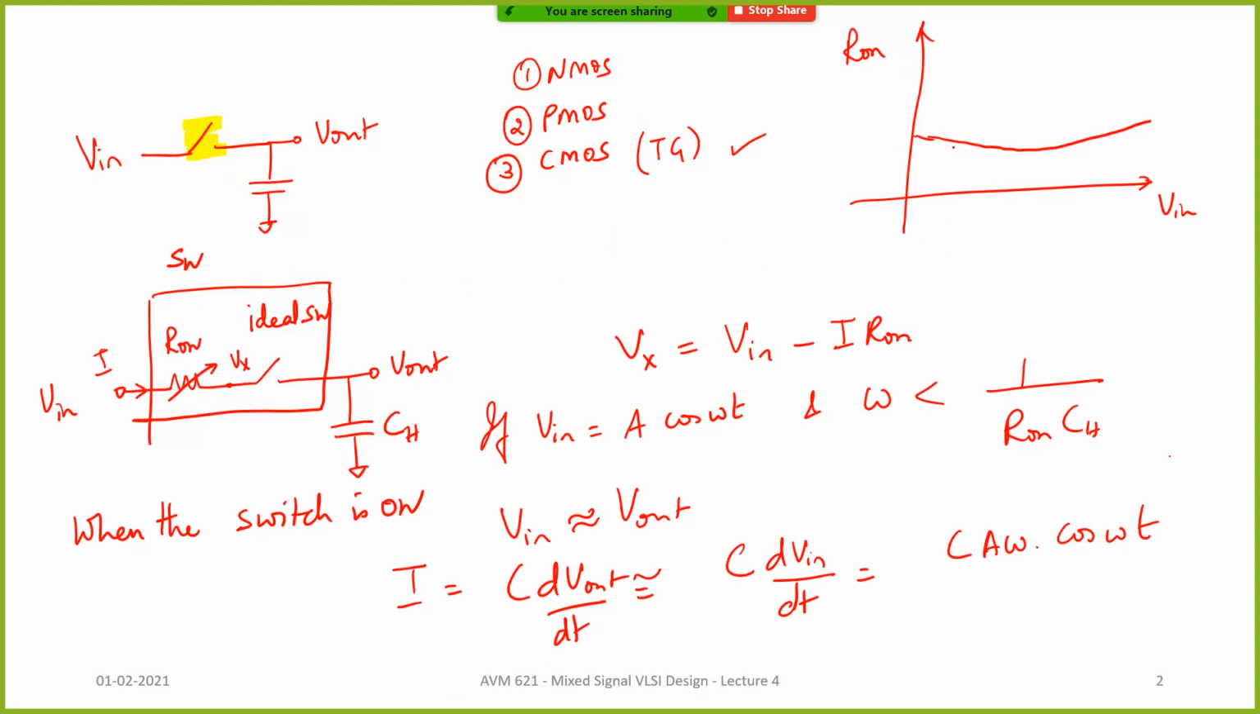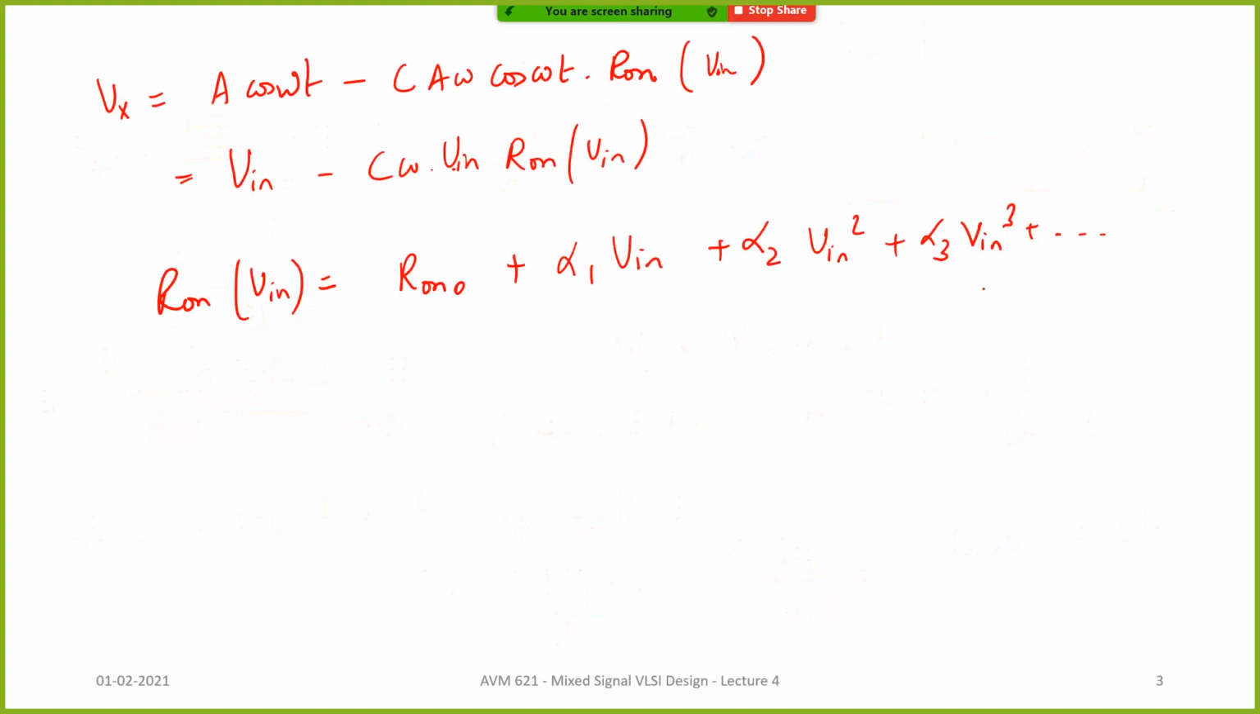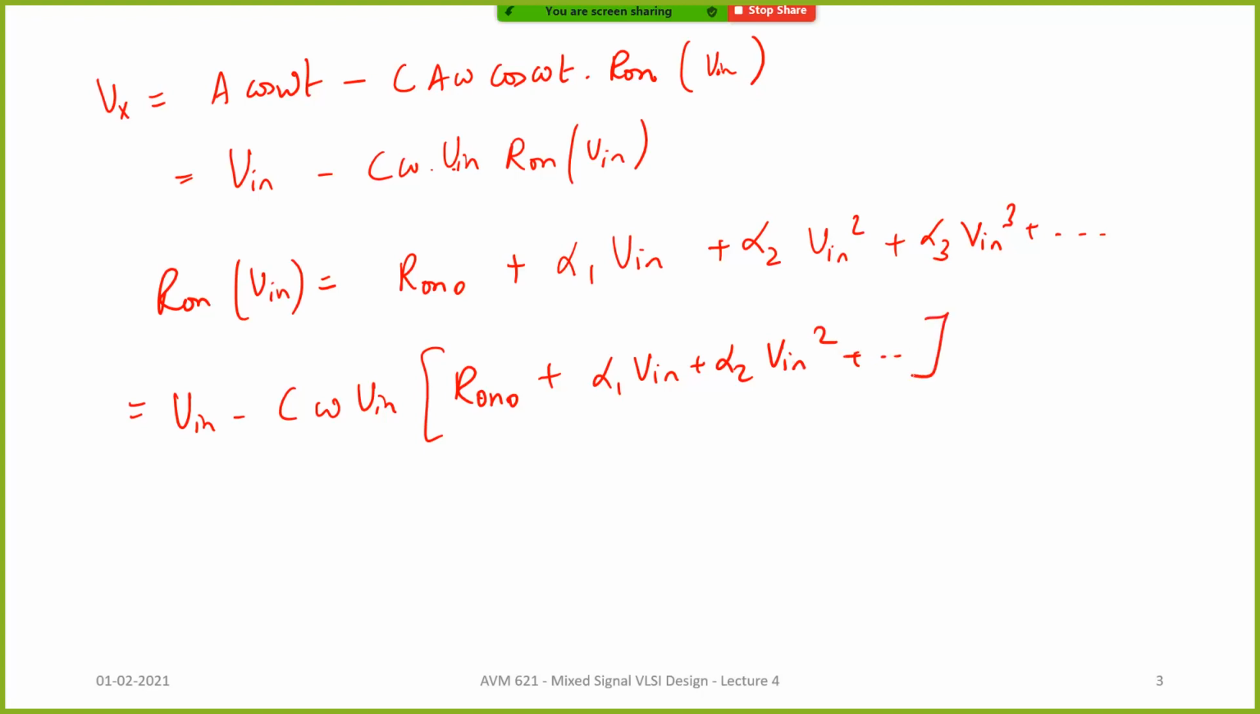So any curve can be expressed as a polynomial, right? And this is the polynomial. Okay, so now what happens? Vn minus C times omega times Vn into R on naught, which is a DC, which is a fixed component, plus alpha 1 times Vn plus alpha 2 times Vn squared and so on, correct? Now, if you look at this expression for x, what will you get?